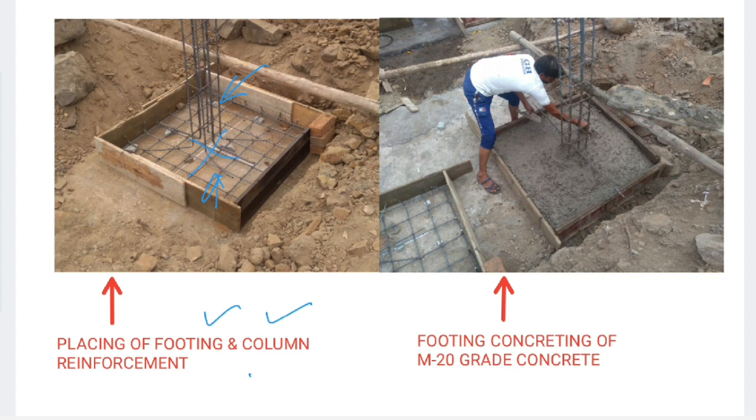markings. Okay, markings we have done. Once this marking and placing of the footing reinforcement as well as column reinforcement is completed, we'll be going for the footing concreting using M20 grade concrete as per IS 456, Indian Standard 456. The minimum structural grade of concrete used for building construction is M20 grade concrete.